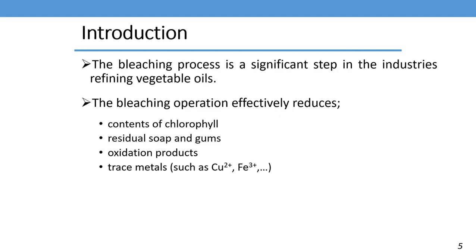Bleaching process is a significant step in industry for refining vegetable oil. This process is used for the removal of undesirable substances from oil through adsorption. The bleaching operation effectively reduces the content of chlorophyll, helps to reduce residual soap and gum, helps to minimize the increase of fatty acid in the vegetable oil, helps to reduce oxidation products, and helps to remove traces of metals such as copper, iron, and phosphorus.